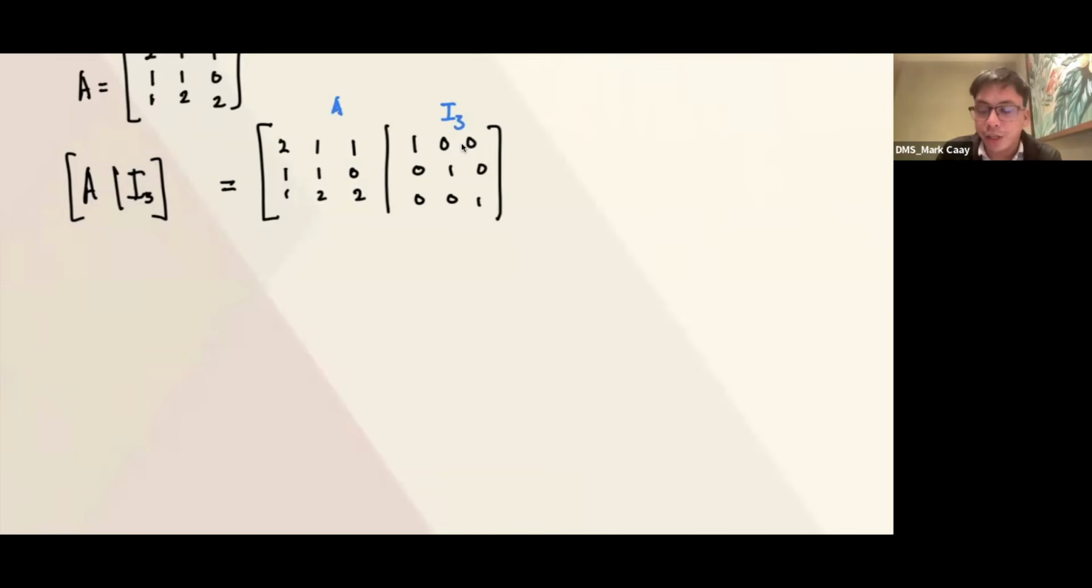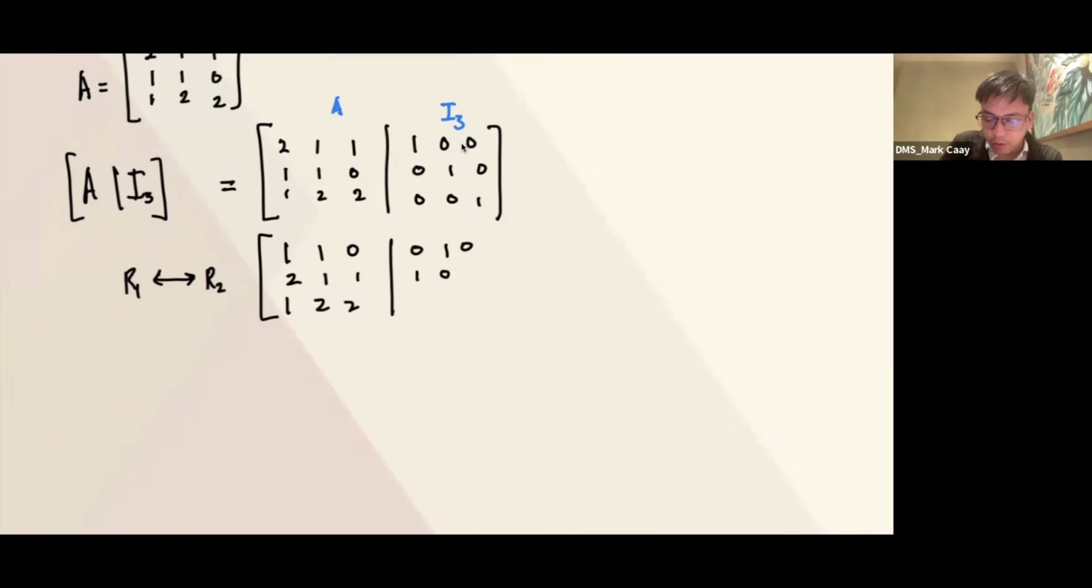So how do we do the row reduction? I want the entry in row 1, first column to be 1. In this case, I can swap R1 with R2. The result is 1, 1, 2, 2, 1, 1, 1, 0, 2, augmented with 0, 1, 0, 1, 0, 0, 0, 0, 1.